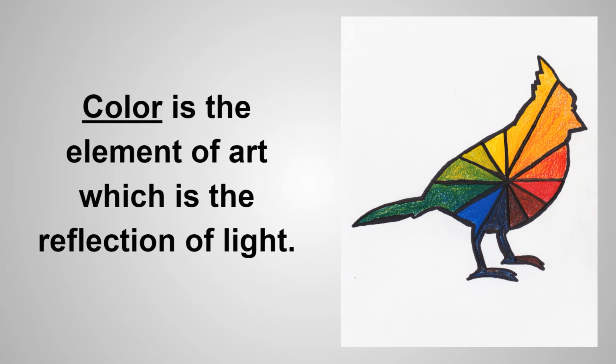Color is the element of art, which is the reflection of light. In the science world, you'll study the color spectrum. So that's something to research and think about. How can you use the element of color? A good starting point would be like what I did. I explored the color wheel in this design. I created a design that had the primary colors, the secondary colors, and those in-between colors, which you could call those tertiary or intermediate colors.